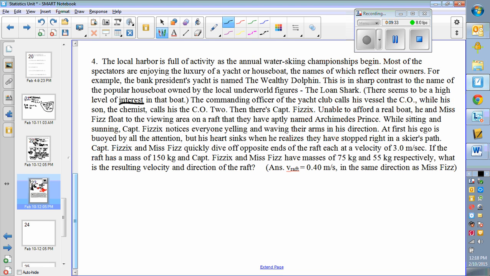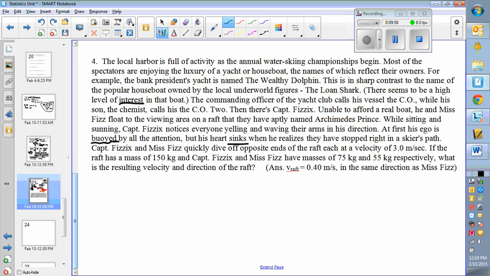Then there's Captain Physics. Unable to afford a real boat, he and Miss Fizz float to the viewing area on a raft that they've aptly named Archimedes Prince. While sitting and sunning, Captain Physics notices everyone yelling and waving their arms in his direction. At first, his ego is buoyed by all the attention, but his heart sinks when he realizes that they've stopped right in a skier's path.